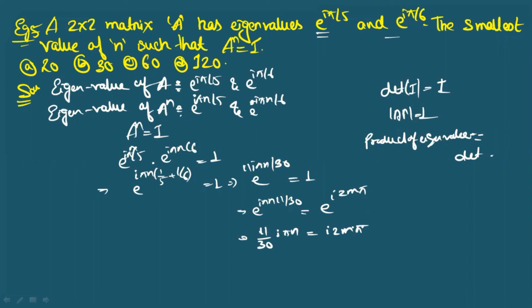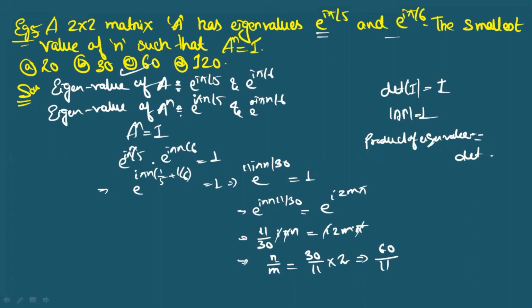So finally you can write, iπ will get cancelled, so you will write n by m equals 30 by 11 into 2. So it is equal to 60 by 11, right? So n is equal to 60. Clear? So the correct option is option C.